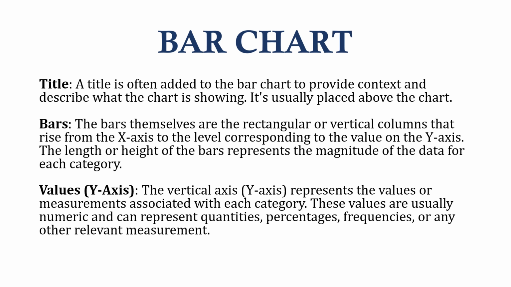The bars themselves are the rectangular or vertical columns that rise from the x-axis to the level corresponding to the value on the y-axis. The length or height of the bars represents the magnitude of the data for each category. And the values on the y-axis will represent the values or measurements associated with each category. These values are usually numeric and can represent quantities, percentages, frequencies, or any other relevant measure.